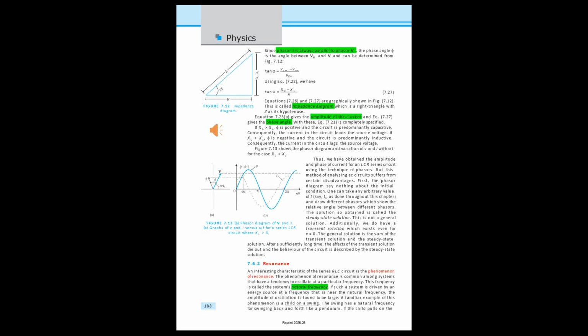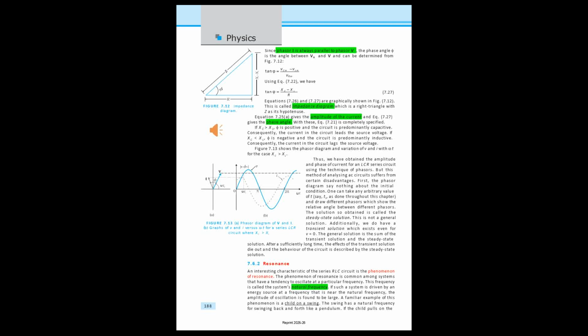If XC is greater than XL, phi is positive and the circuit is predominantly capacitive. Consequently, the current in the circuit leads the source voltage. If XC is less than XL, phi is negative and the circuit is predominantly inductive. Consequently, the current in the circuit lags the source voltage. Figure 7.13 shows the phasor diagram and variation of V and I with omega t for the case XC greater than XL.